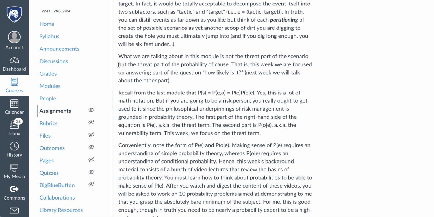Now we're going to address the threat part, specifically considering the probability of that event, the probability of that threat, okay? Or what we can also call the probability of cause. That is, this week we are focused on answering, not this week, right? But when we come back from spring break, we'll be focusing on answering the part of the question, how likely is it?